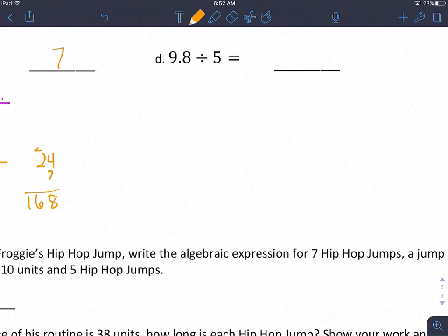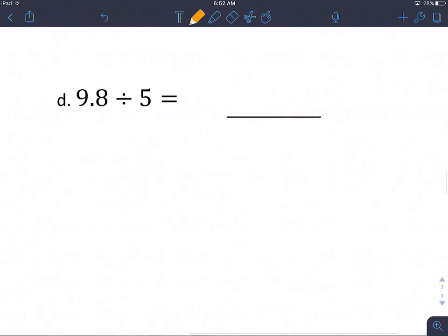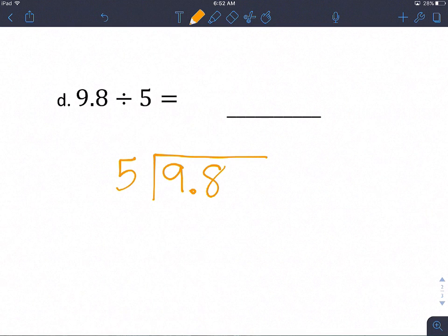So let's look at the second one. This is 9.8 divided by 5, or 9 8/10 divided by 5. So that's going to go on the inside of the fraction bar, and 5 is on the outside. Now looking at that outside number, 5 is already a whole number, so I'm not going to move the decimal at all for this problem. Here we go. Alright, so now we can divide.